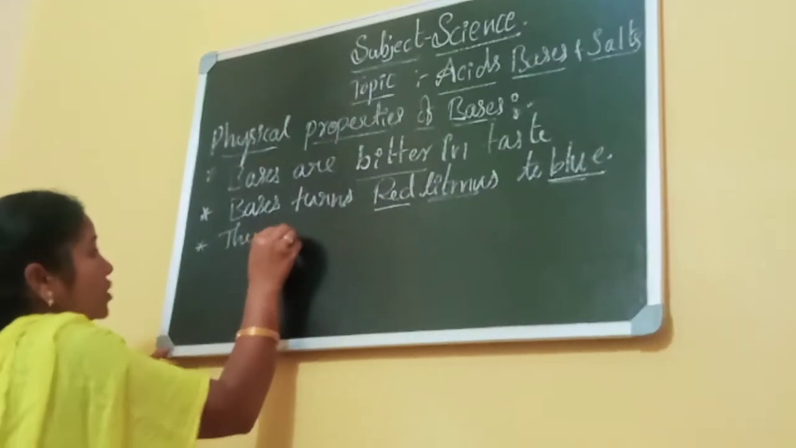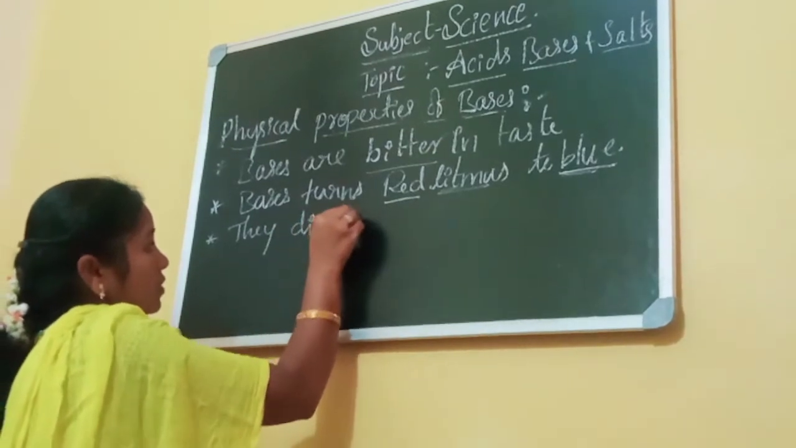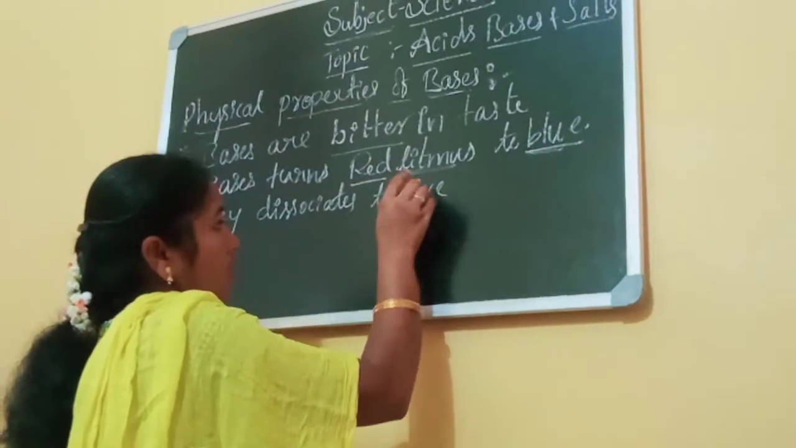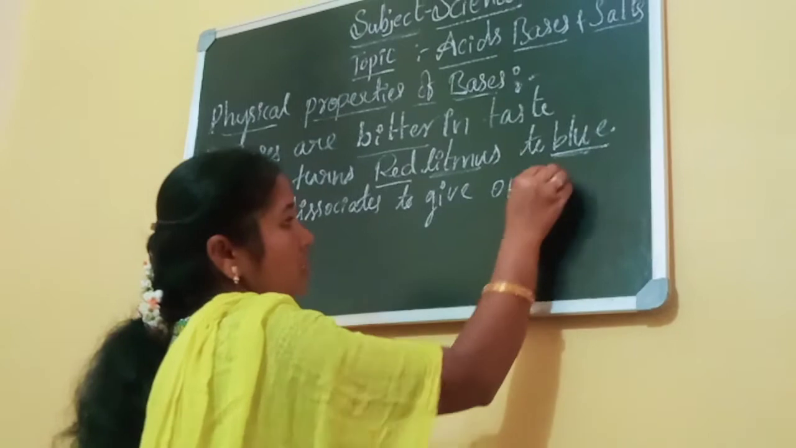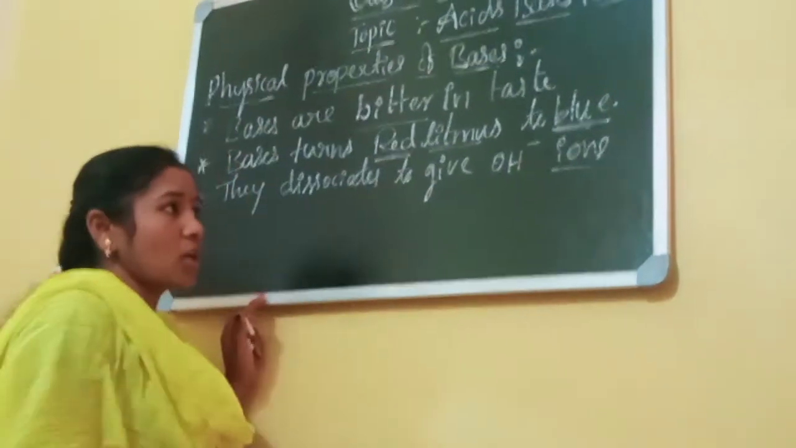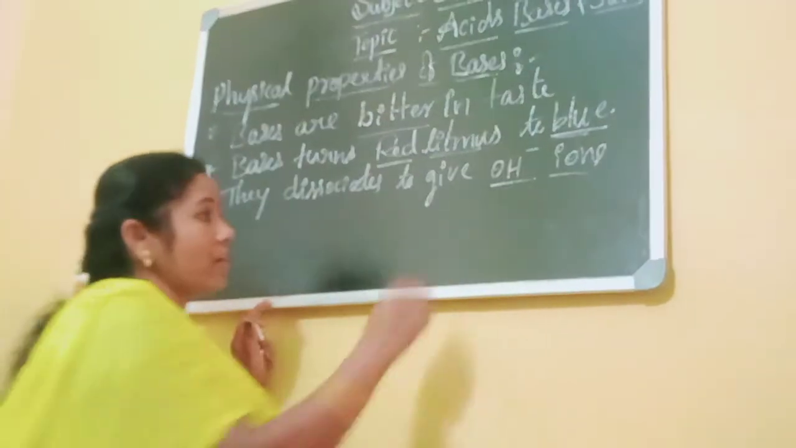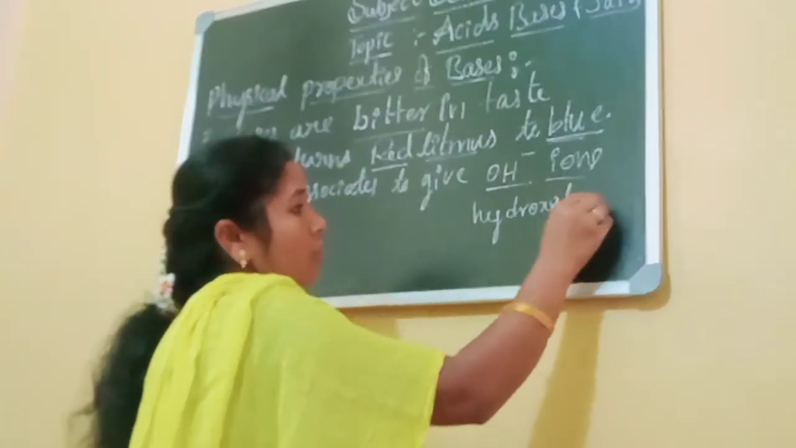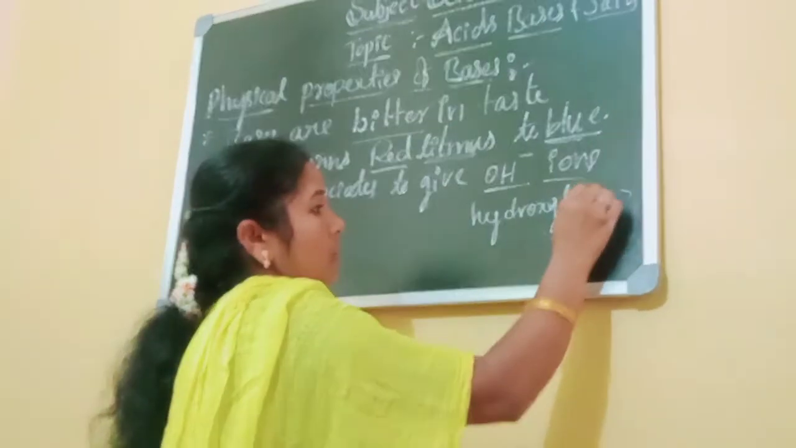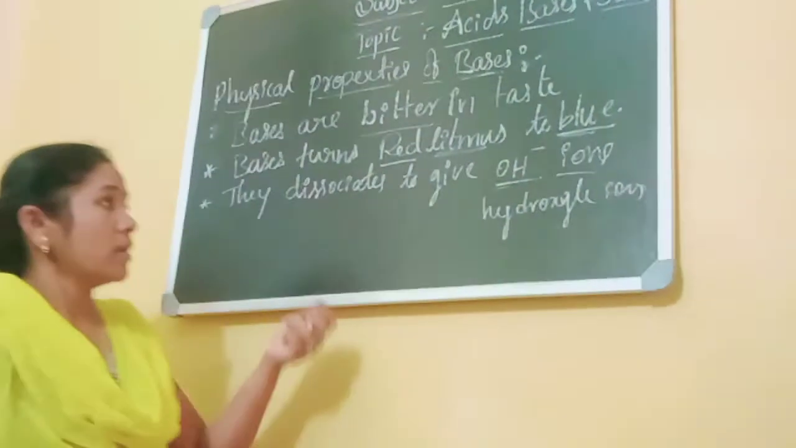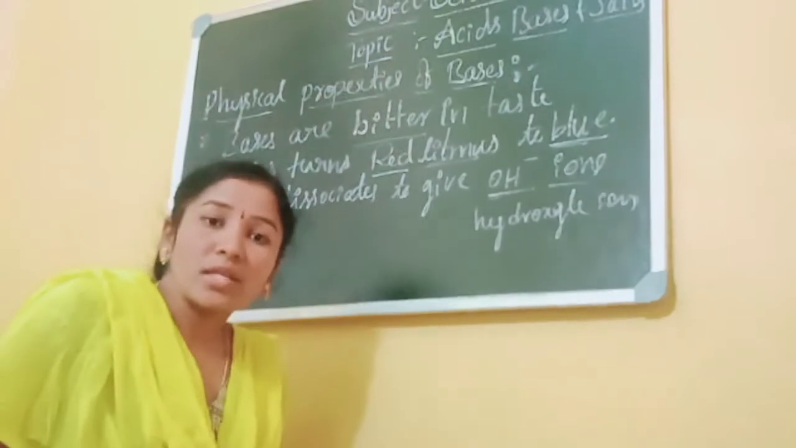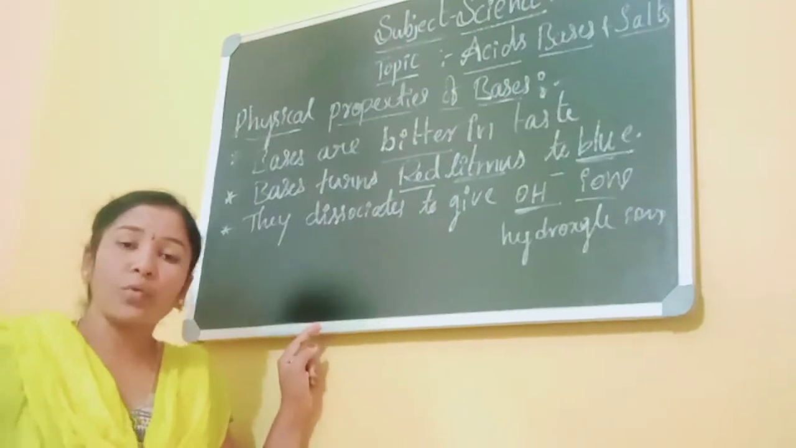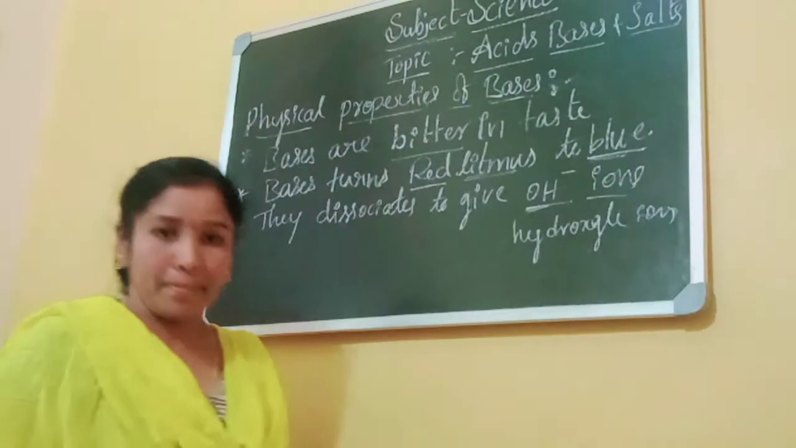And the next property is that bases dissociate to give OH minus ions. OH minus means hydroxyl ion. Understand? Whenever these bases dissociate or dissolve in water, they form more OH minus ions. More OH minus ions, that is what we call bases.